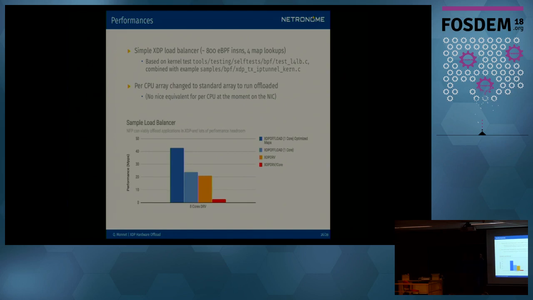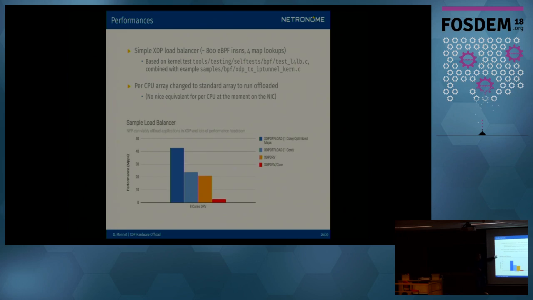So this example is an XDP load balancer. That's the combination of two sample files that are in the Linux kernel tree. One is TX IP tunnel, and the other one is a layer 4 load balancer. And this program is about 800 eBPF instructions. There are 4 map lookups in that program.